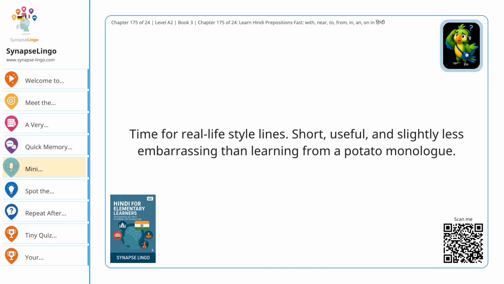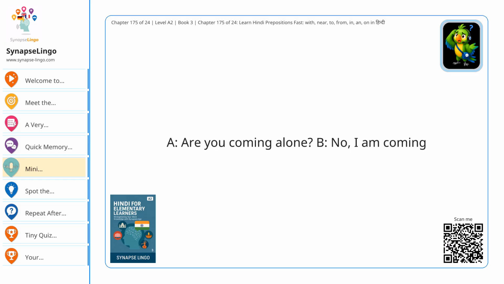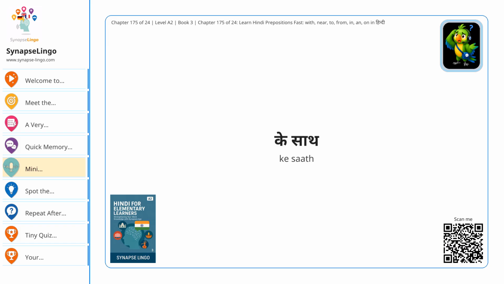Time for real life style lines. Short, useful, and slightly less embarrassing than learning from a potato monologue. A: Are you coming alone? B: No, I am coming के साथ my brother. A: Is the shop far? B: No, it is पास. A: Where are you going? B: I am going को the market. A: Where is this parcel from? B: It is Delhi से. A: Where are the keys? B: They are में the bag. A: How many apples? B: एक. A: Where is the book? B: It is पर the table.